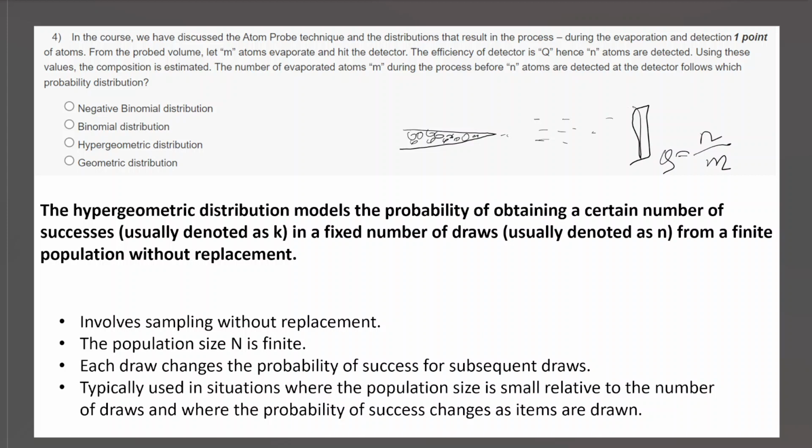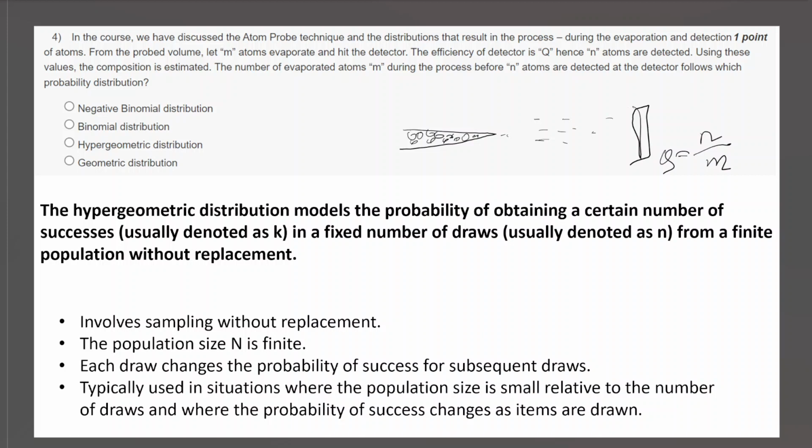The hypergeometric distribution models the probability of obtaining a certain number of successes, denoted as K, in a fixed number of draws from a finite population without replacement. Finite population means here the atom probe is a finite population where the number of atoms is N, and it will keep on decreasing. Based on that, the probability of detecting an atom also decreases.